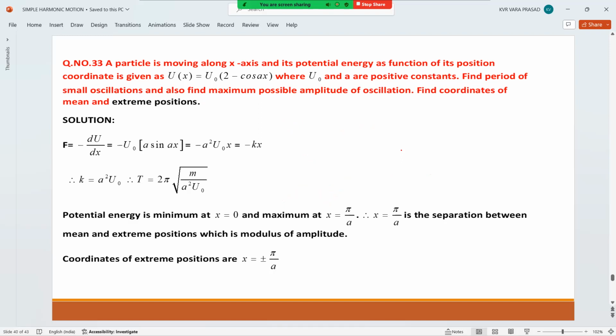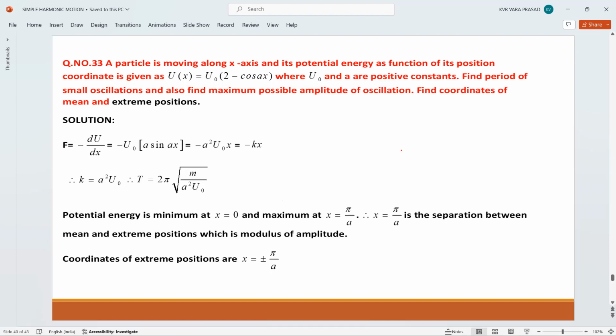Just see what is the question given. A particle is moving along the x-axis and its potential energy as a function of its position coordinate is given as U naught into (2 minus cos ax), where U naught and a are positive constants. Find the period of small oscillations and also find the maximum possible amplitude of oscillation.